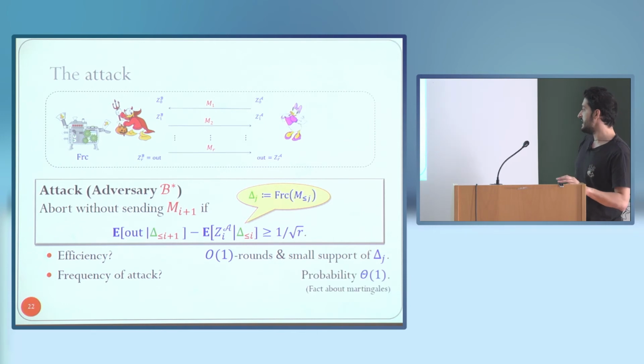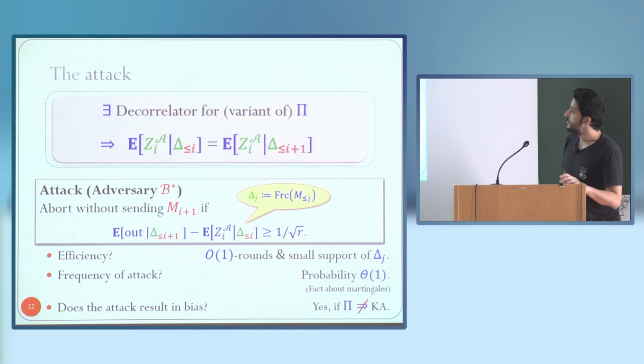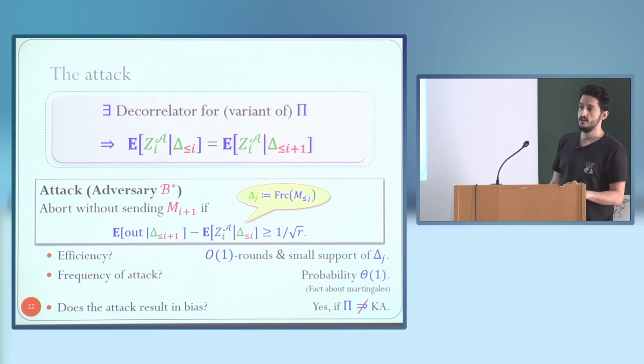Good. What about the frequency of the attack? Here it's the fact about martingales: with constant probability, this attack is going to be triggered. And finally, does the attack result in a bias? Yes, if the underlying protocol doesn't imply key agreement. In more detail, if there is a decorrelator for a variant of pi that I'm going to give you in the next slide, then our magic equation is going to work and we're going to obtain the desired bias.